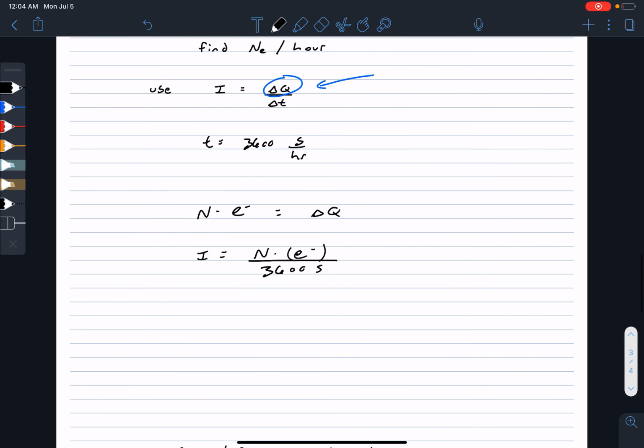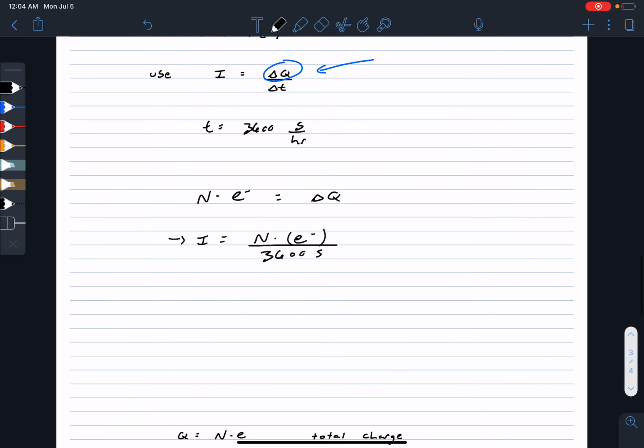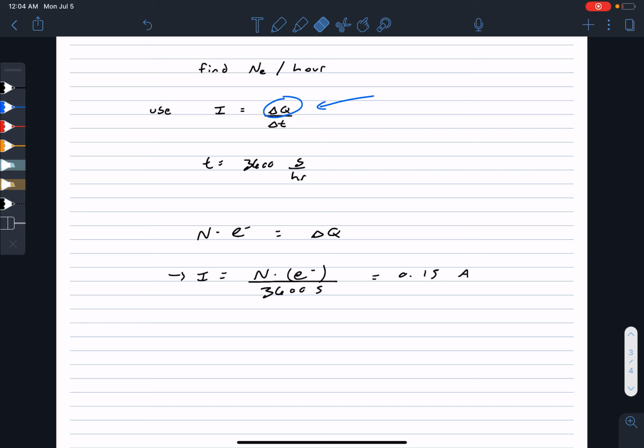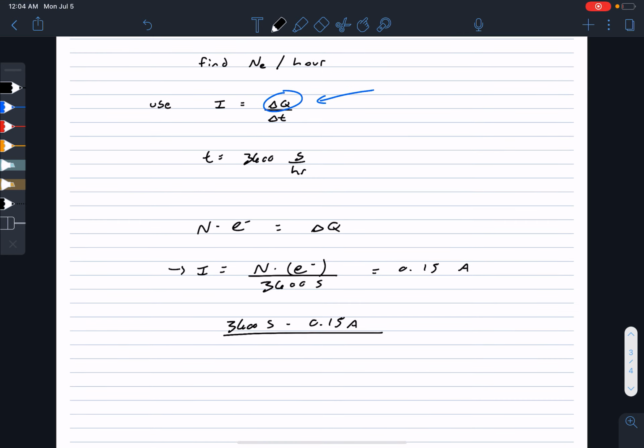So then if we rearrange everything, we're given this value for I, it's 0.15 amps. I'm just doing a little bit of algebra. So now we've got 3,600 seconds times 0.15 amps over the charge of the electron, which is 1.6 times 10 to the negative 19 coulombs. And we plug that in, we get 5.4 times 10 to the 21 electrons. I'm just going to write it down as e's. Electrons per hour. That's how many move in this battery. That's a lot. It's a crazy amount.